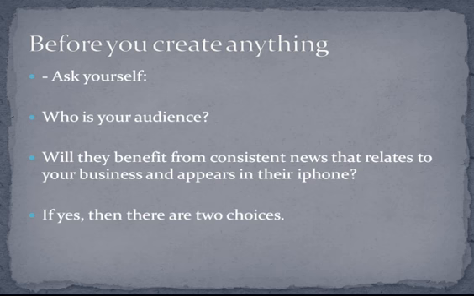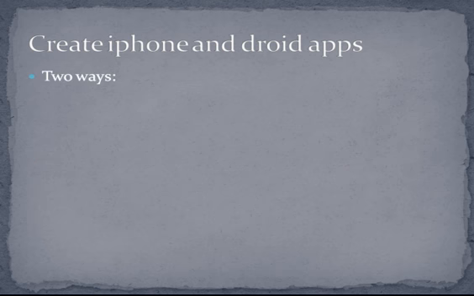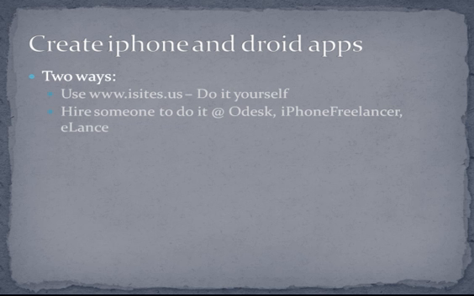And I'm going to show you two different ways. There are two different ways to go about creating applications. The first one, you can do it yourself by using a site like isites.us, and I'll show you that in just a minute. Or the second way is if you want to customize that application and make it into something that isites.us does not provide, then you can do that. But you're going to have to hire somebody to do that, and I'll show you how to do that.